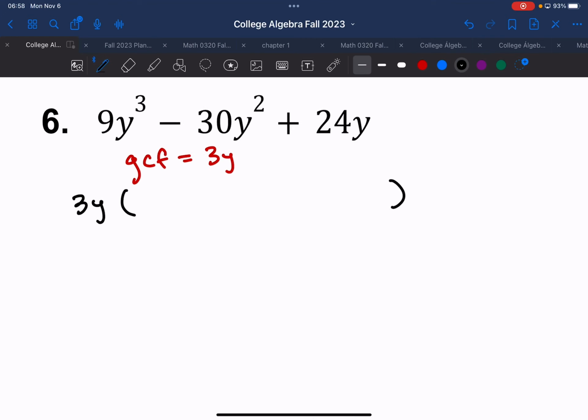So what's 9y cubed divided by 3y? 3y squared, good. What about negative 30y squared divided by 3y? Minus 10y. And then lastly, 24y divided by 3y. 8. Remember, inside this parenthesis, once we take out the GCF, we want that parenthesis to look like the standard form for a quadratic equation. So y squared, y, and a constant.